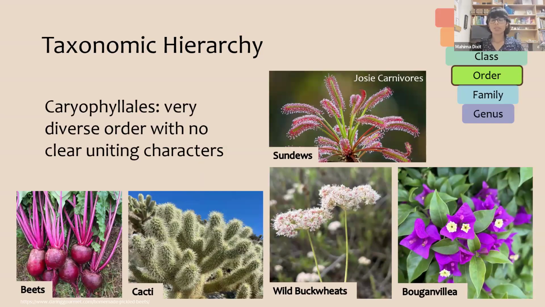So the way that orders are put together is by being a monophyletic group. Monophyly or monophyletic is a word that I will be using a lot throughout this talk, so I thought I'd introduce it here. And monophyletic means when all of the members of a group share a common ancestor. So the order Caryophyllales, all the members of this group share a common ancestor. And even though we know that, there's not really a clear characteristic that ties this whole group together. And you'll find that this group is super diverse. We have beets, for example, cacti are in this order, our buckwheats, of course, in addition to carnivorous plants and bougainvilleas.